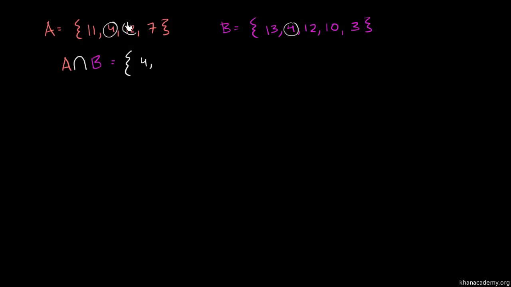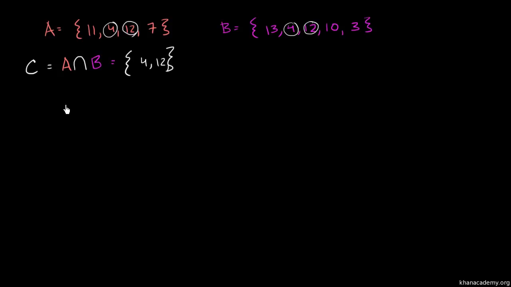The number 12, it's in A and B. So I'll put a 12 here. Number 7's only in A. And then the numbers 13, 10, and 3 are only in B. So we're done. The set of 4 and 12 is the intersection of sets A and B. And we could even, if we want to, label this as a new set. We could say set C is the intersection of A and B, and it's this set right over here.